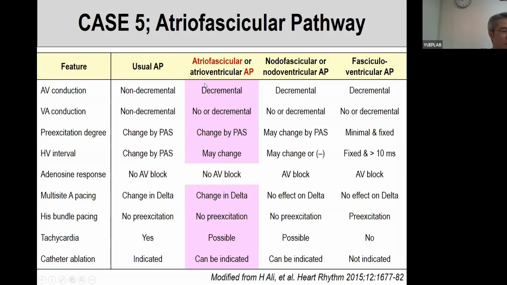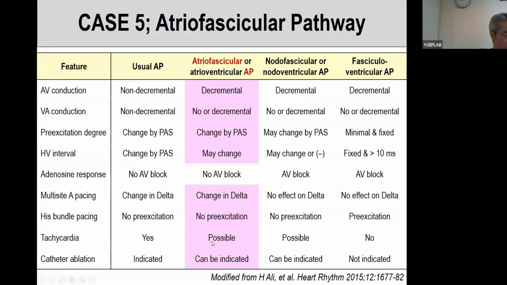So this patient has an atrioventricular accessory pathway. AV conduction was decremental. VA conduction is also decremental. Pre-excitation degree has been changed by atrial stimulation. HV interval has been changed. Multi-site A pacing leads to change in delta wave morphology. His-bundle pacing results in no pre-excitation.